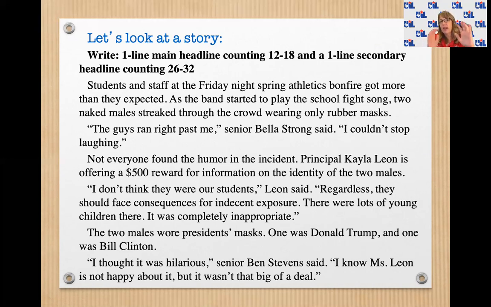Okay, so you've got to write a one-line main headline counting 12 to 18 and a one-line secondary headline. So you want to be creative. You've got naked people here. You've got naked dudes running through the crowd. So have fun. I know the principal's not excited about the streakers, but it's a student newspaper, and it's kind of a silly thing, although I'm not encouraging any of you to do this. So think about it, hit pause and write your headline.